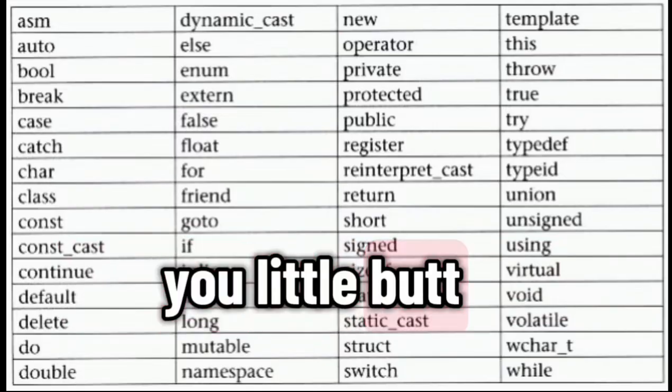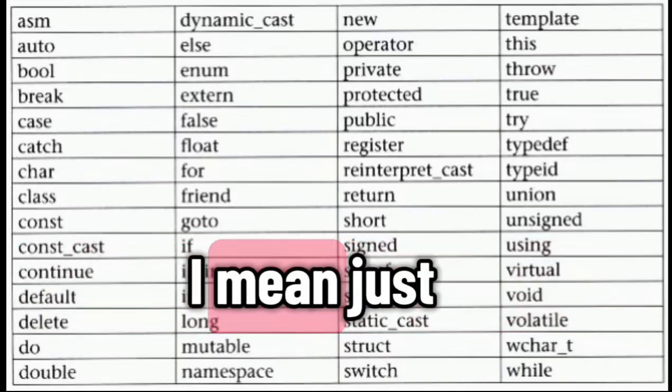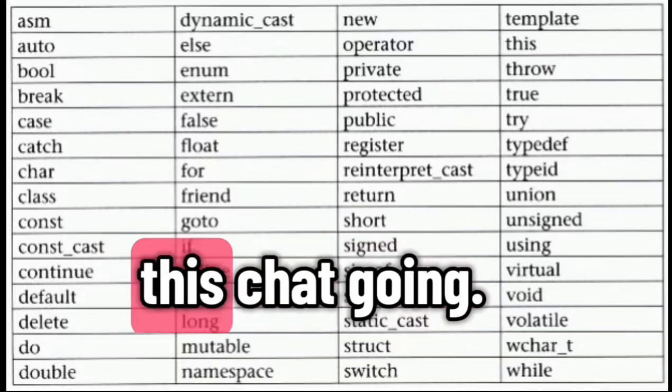That chemistry is cooking. I mean, just part of my brain. So let's keep this chat going.